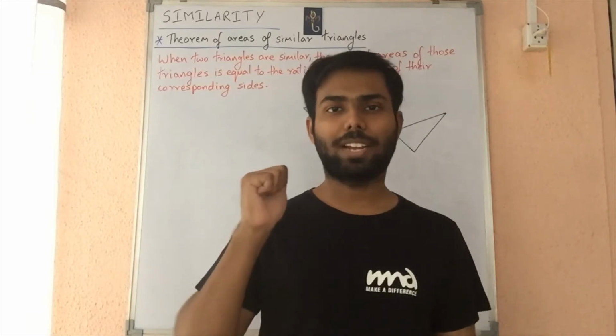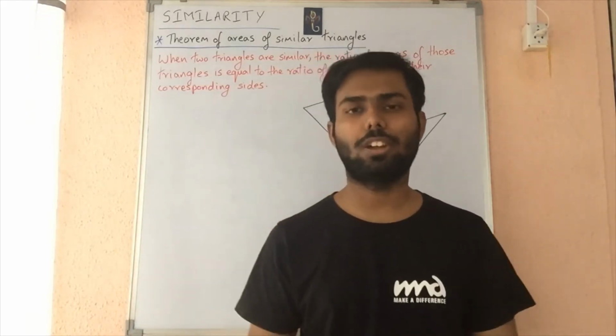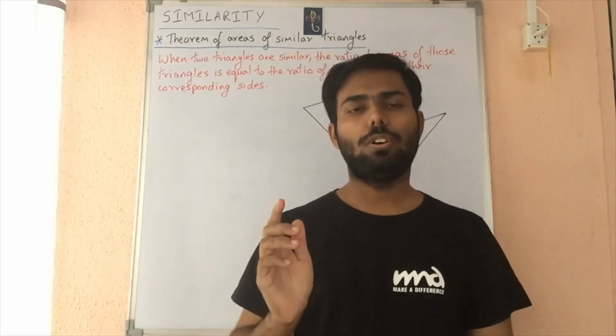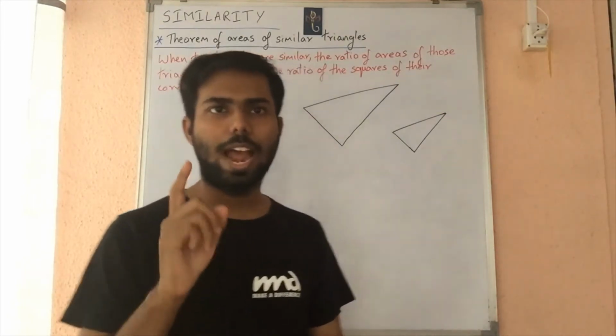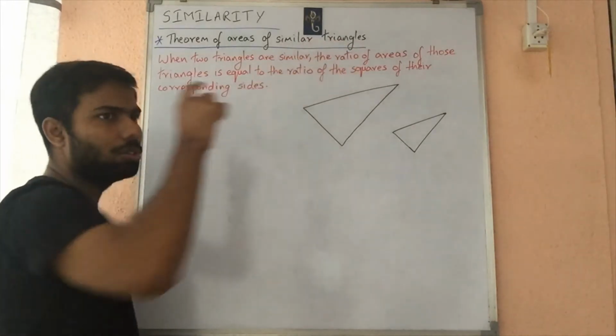We have completed practice set 1.1, 1.2 and 1.3. Now we are moving on to the last practice set of this chapter, which is practice set 1.4. The entire practice set 1.4 is based on only one theorem, and the theorem is the theorem of areas of similar triangles.